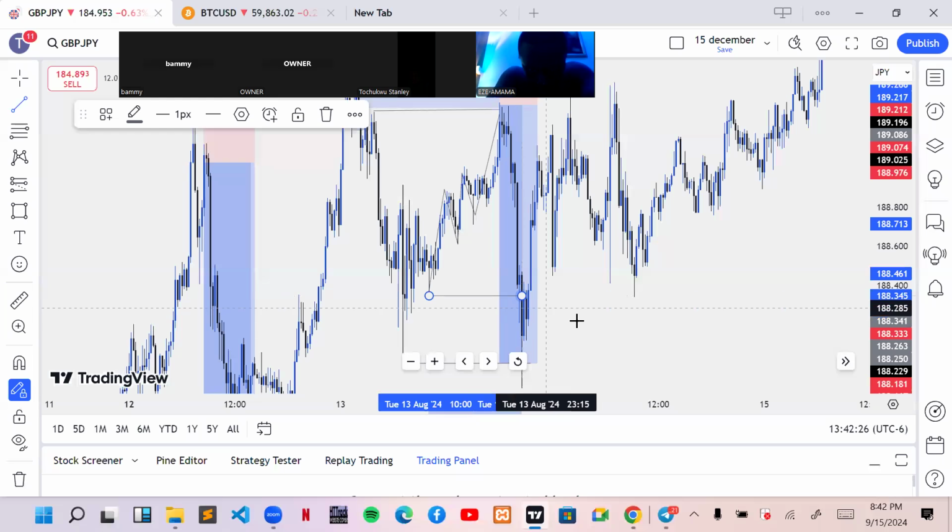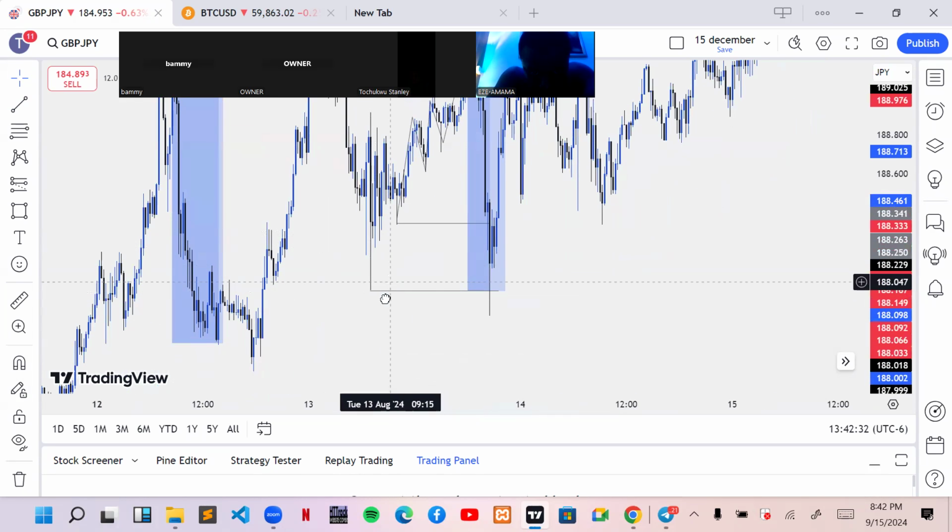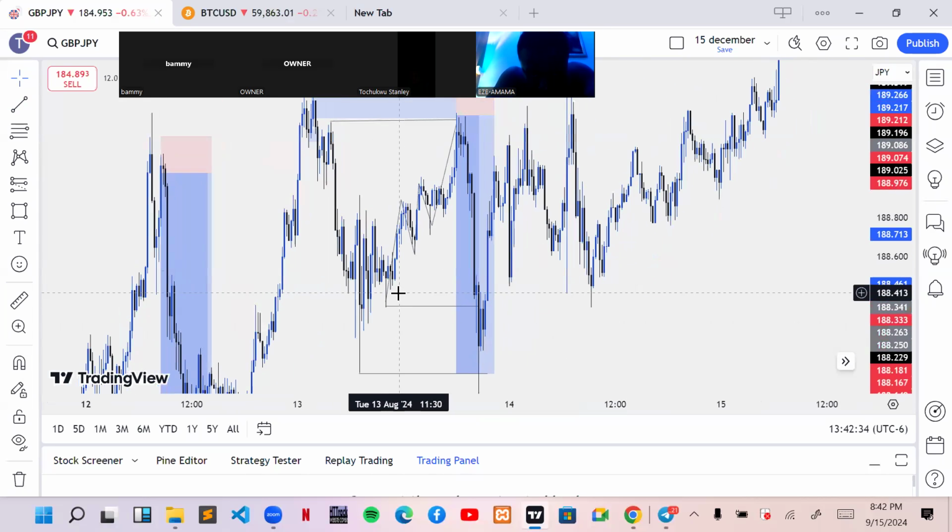Understand? But me, I paid attention to the market and I realized that this is a long wick, and this long wick is liquidity. So this is also a long wick, but this is also a start of a trend line, an uptrend line liquidity.